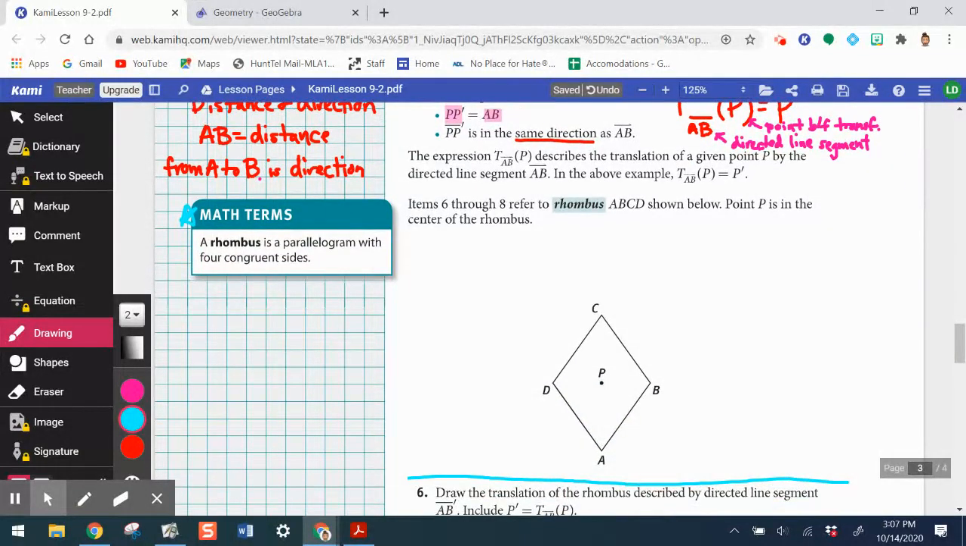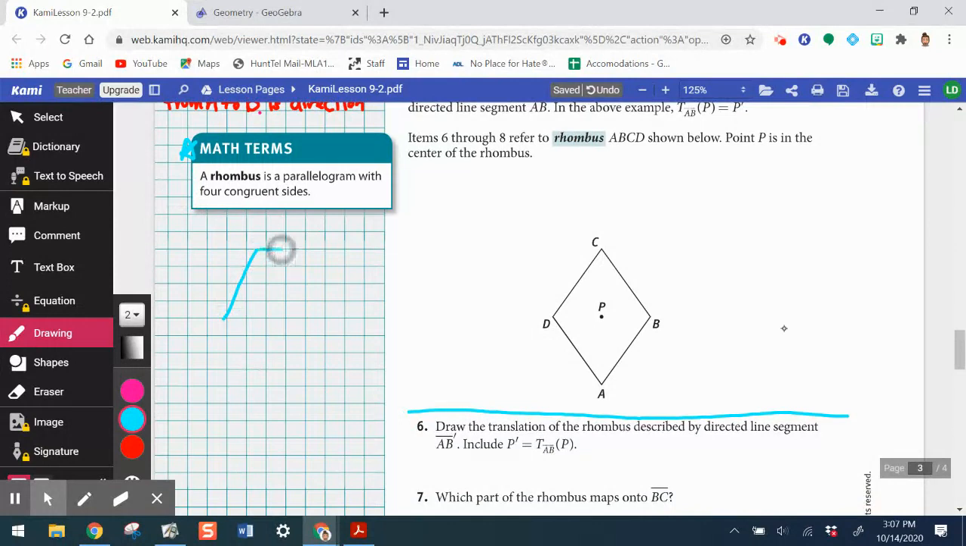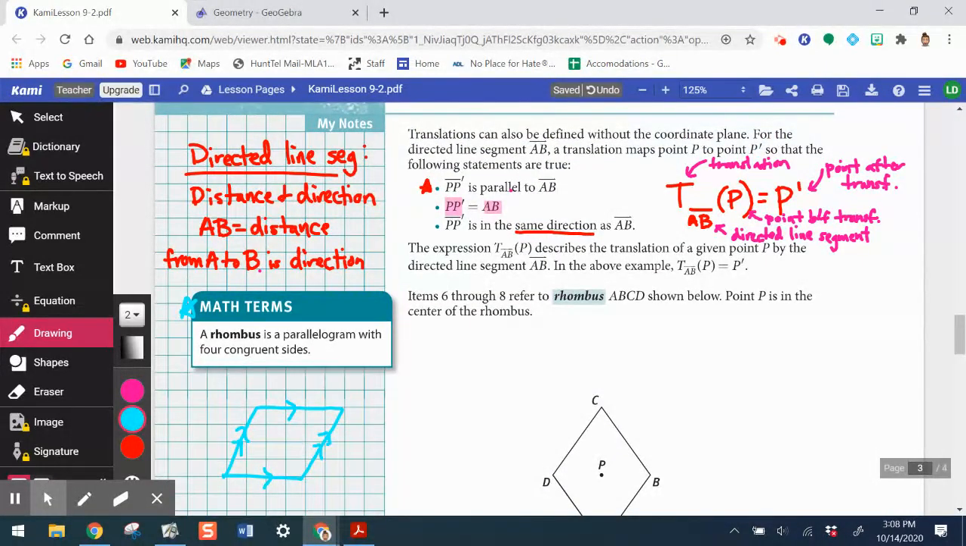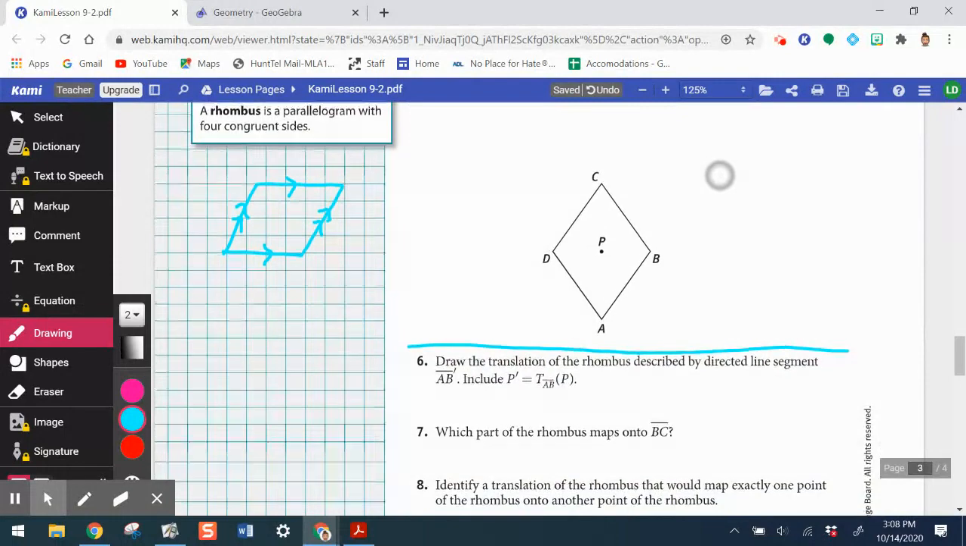So items 6 through 8 refers to this rhombus, which is a parallelogram with 4 congruent sides. If you don't know, a parallelogram by its definition is a 4-sided shape where opposite sides are parallel. And we typically use these arrows to show that the sides are parallel. So opposite sides parallel. And so a rhombus is a parallelogram where all of those sides are not only parallel, but they are congruent to each other. So that's what we're looking at here. And they also tell us that point P is the center of the rhombus. So now that you have some context about what the notation looks like for a translation off the coordinate plane, let's perform the transformation.